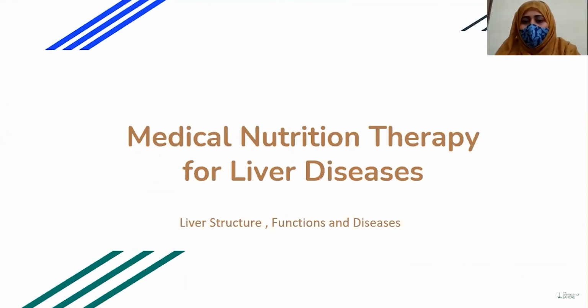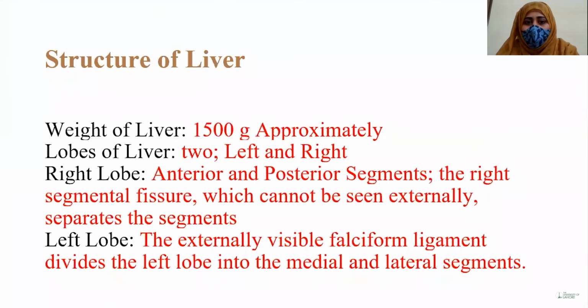Today we will discuss the medical nutrition therapy of liver diseases. First of all, we will discuss the function and the structure of the liver. Structure of liver: the weight of the liver is approximately 1500 grams. Lobes of liver: there are two lobes, the left and right lobe.